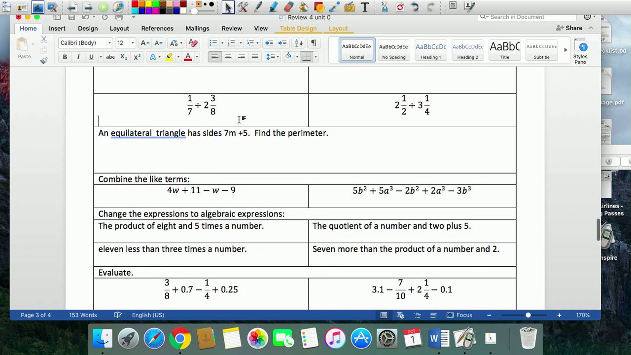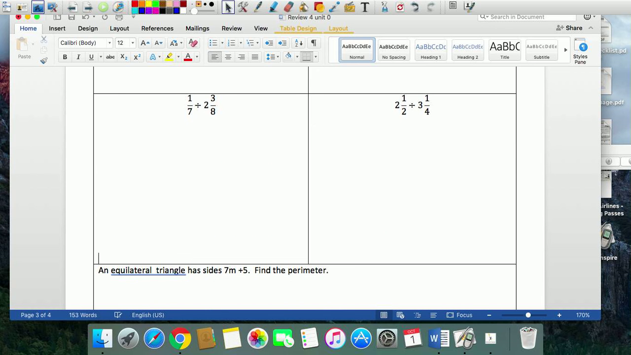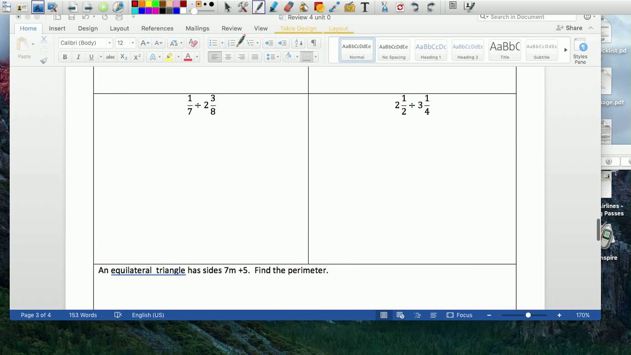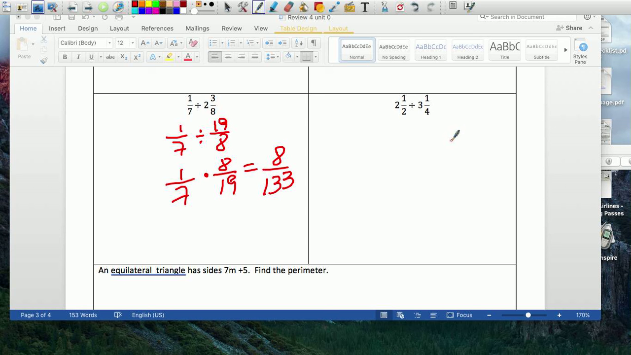This one. Again, same thing. Please change it to an improper fraction. 1 over 7 divided by 8 times 2 is 16, plus 3 is 19 over 8. Change that, right, to a multiplication problem. 8 over 19. Nothing to simplify before we multiply? Nope. So 1 times 8 is 8. 7 times 19 is 133.